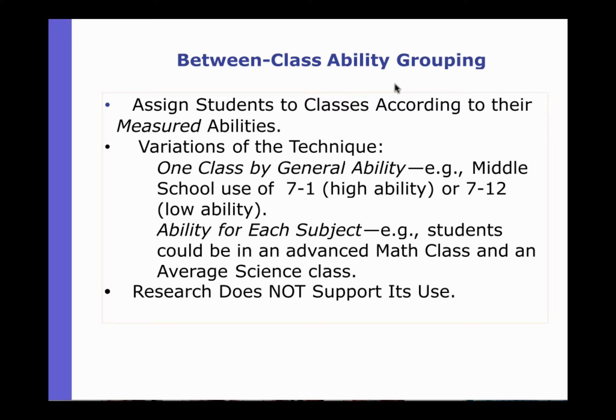When we talk about between class ability grouping, it's assigning students to classes according to their measured abilities. So you might be in an advanced algebra class or a remedial algebra class. Variations of the technique depend on which one you are in. If you're in the high ability class, you tend to do better because you've got good role models and all that kind of stuff. We do this a lot in schools, but the research on it is not actually favorable. Students could be in more advanced math classes than an average science class, but, like I said, even though we do it all the time, research does not support its use.